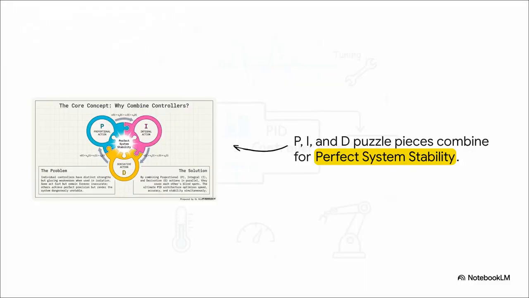Well, the answer lies in combining three distinct mathematical actions: proportional, integral, and derivative. Think of them as puzzle pieces. But as we're going to see throughout this explainer, the real magic isn't just slapping them together. The secret sauce is how tuning optimizes these systems to achieve a flawless balance of speed, accuracy, and stability.